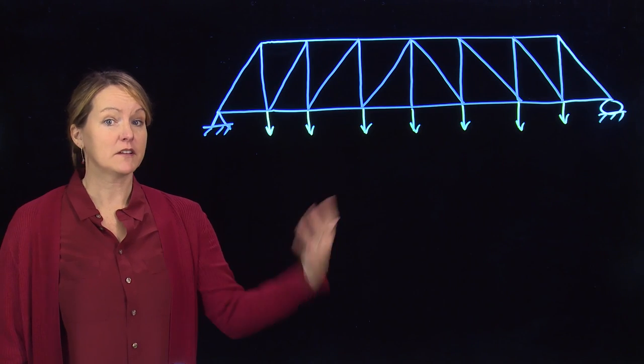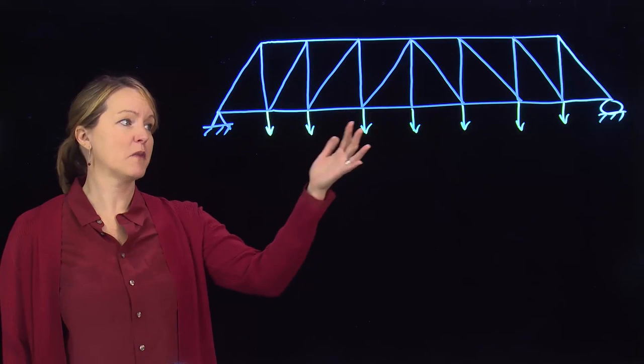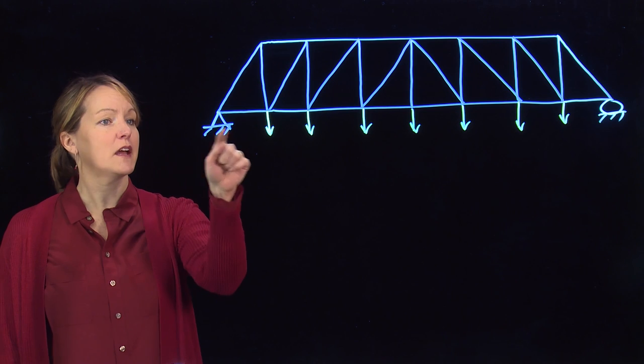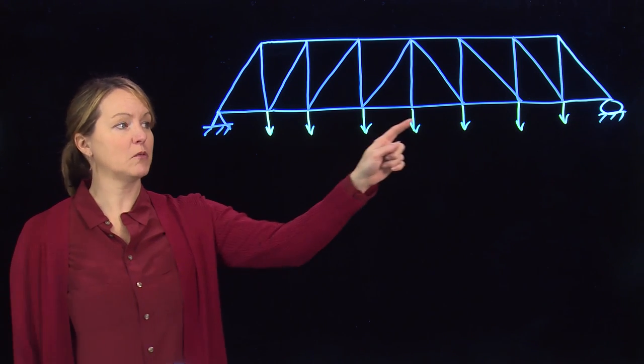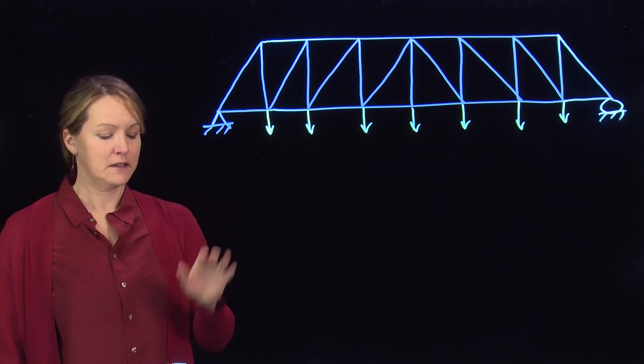So this is my model of the Taftsville Bridge, a bridge not too far from Dartmouth. I've modeled it all with pin joints. We're assuming it's pin joints. For external supports, I have a pin support on one side and a roller support on the other, because that's the minimum number of supports we need.